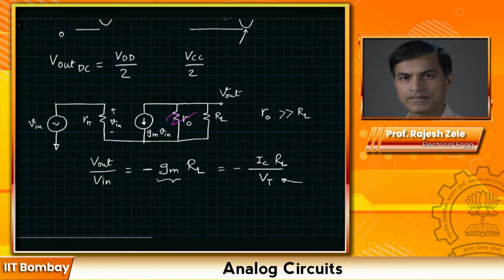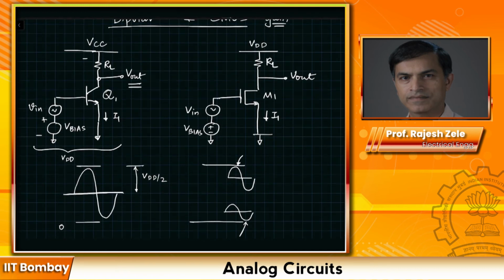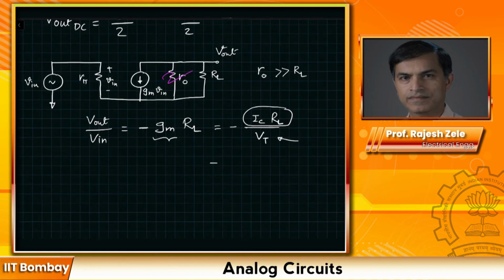Now comes the interesting observation. If you look at the numerator, we see IC times RL. What does that indicate? And if we go back to our circuit, IC times RL represents the voltage drop at the output here. And we have already said that the output DC voltage is equal to VCC divided by 2. So we know that IC times RL is VCC divided by 2.